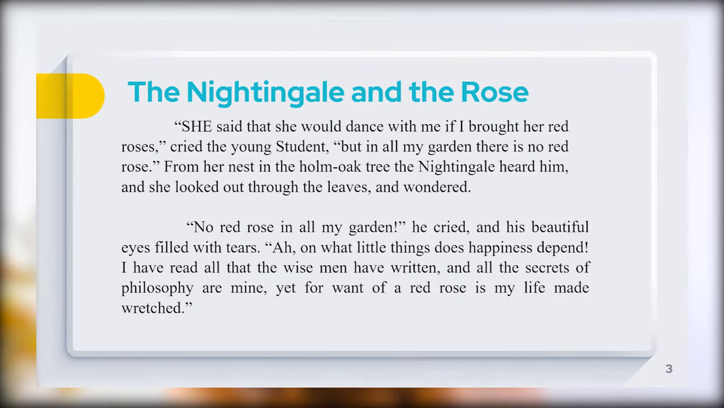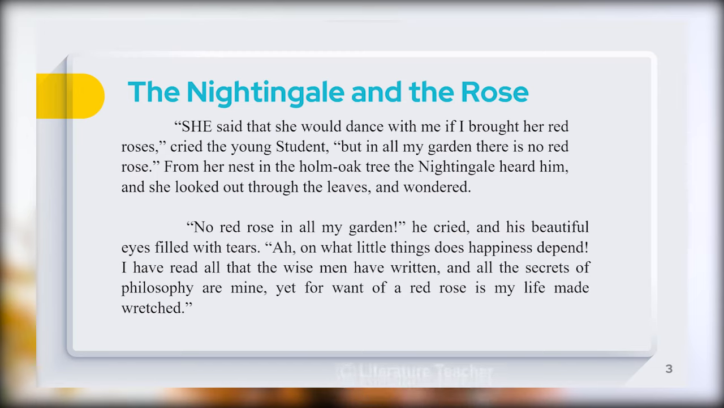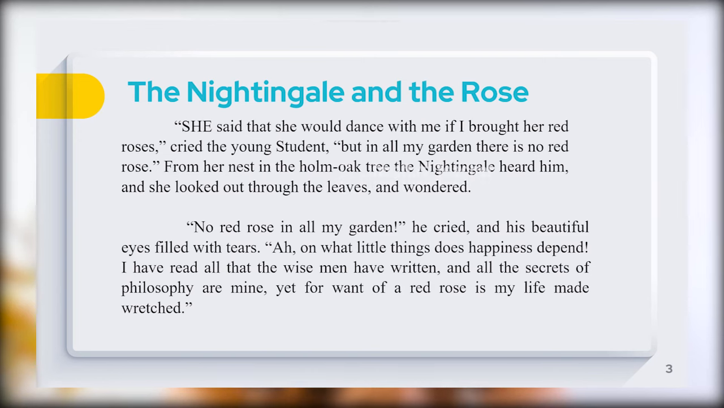Cried the young student. Who is saying this? Who is crying? The young student. But in all my garden there is no red rose. There is no rose in my whole garden. From her nest in the holm oak tree, the nightingale heard him and she looked out through the leaves and wondered. She is listening to this conversation.